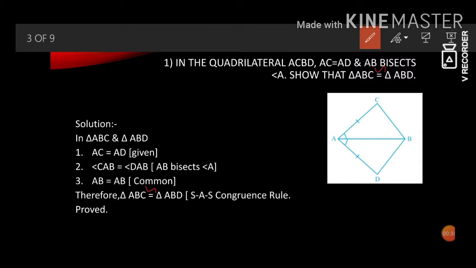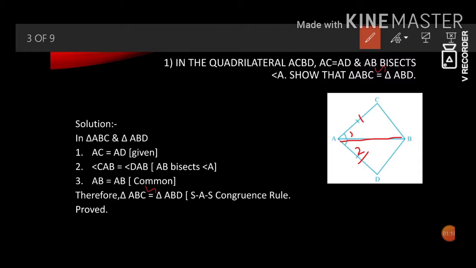So here we have two different triangles ABC and ABD. In ABC and ABD, AC and AD are equal. That is our first point. The reason is it is given in the question. Now in the question it also says AB bisects angle A. So that means angle CAB and angle DAB, these angles 1 and 2, are equal to each other. The reason is AB bisects angle A. And the third point is the line AB is common to both the triangles.